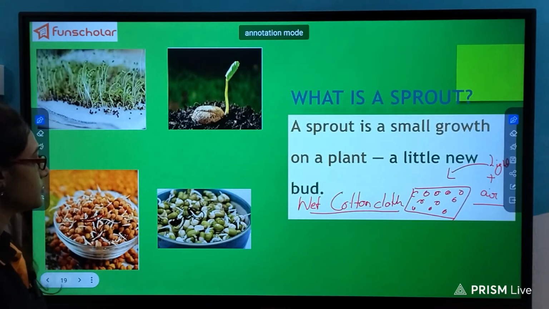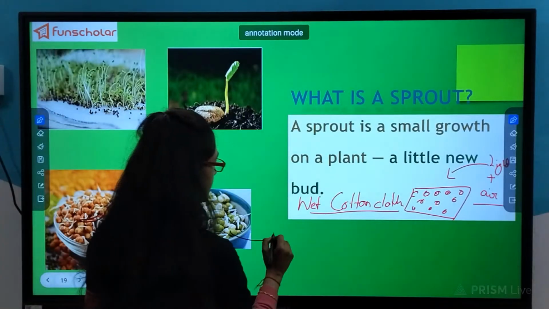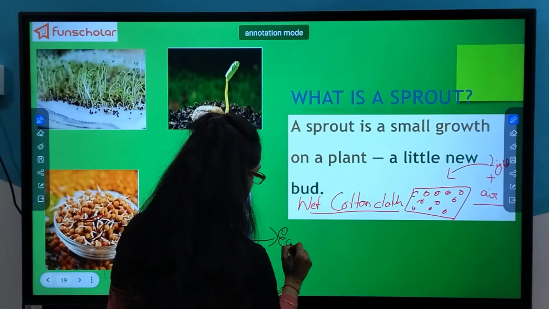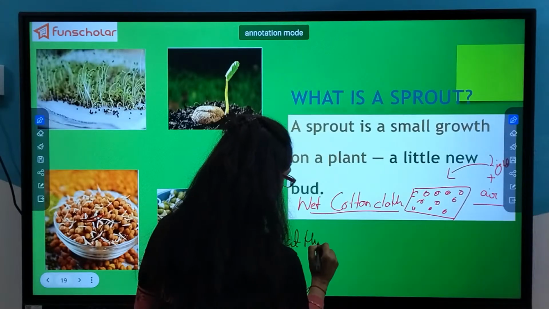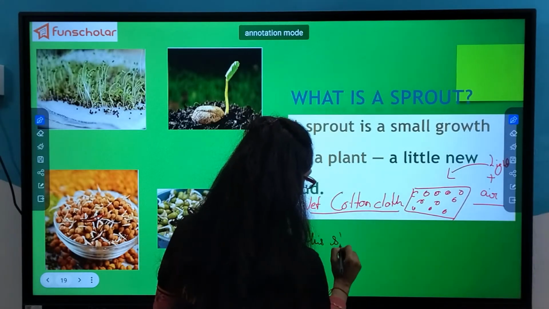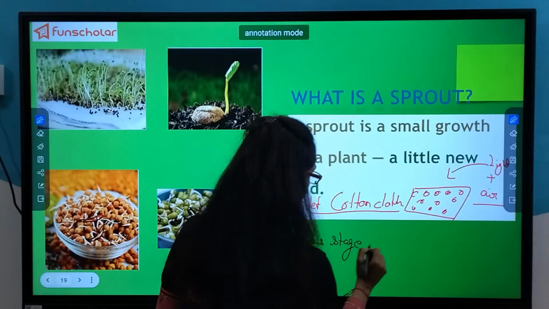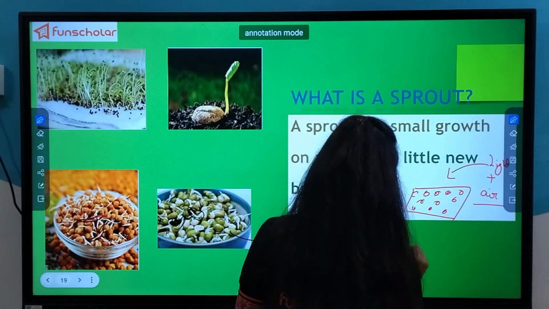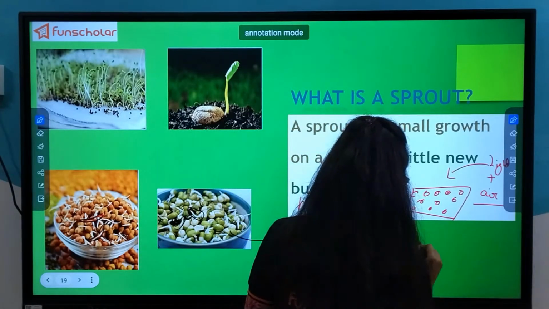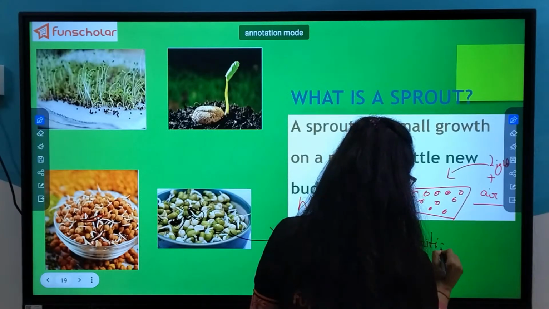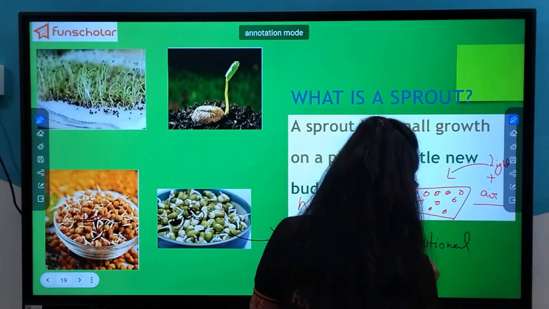So after that, what will we do? We will eat this stage for nutritional purposes. We will consume this.